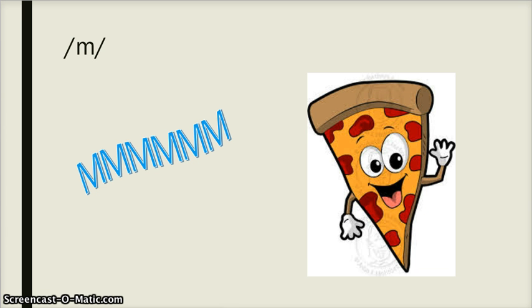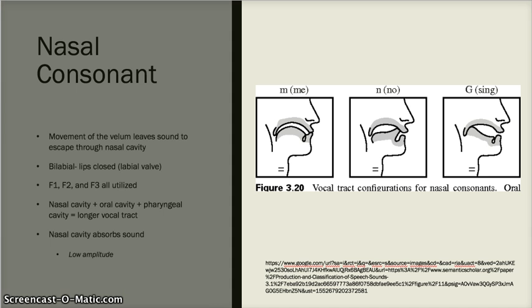So now I'm going to talk a little bit about how we create the m sound. So the m sound is what we call a nasal consonant, because the movement of our velum right here, instead of being over here and closing off that nasal cavity, it opens so that our vibrations can go up and escape through our nose instead of through our lips. So as you can see also, our labial valve is closed and nothing is escaping from there.